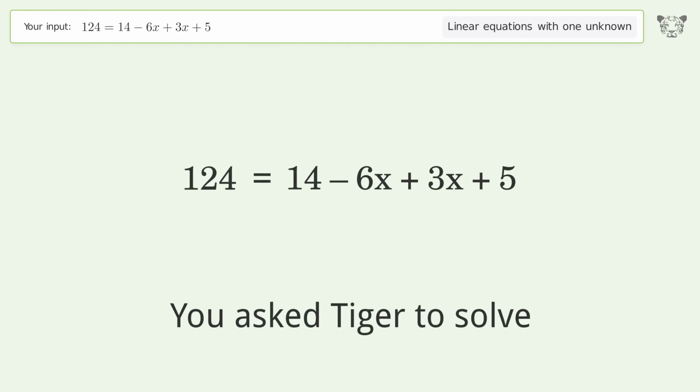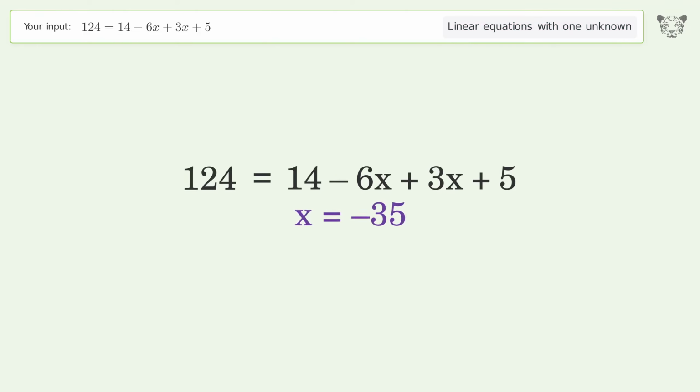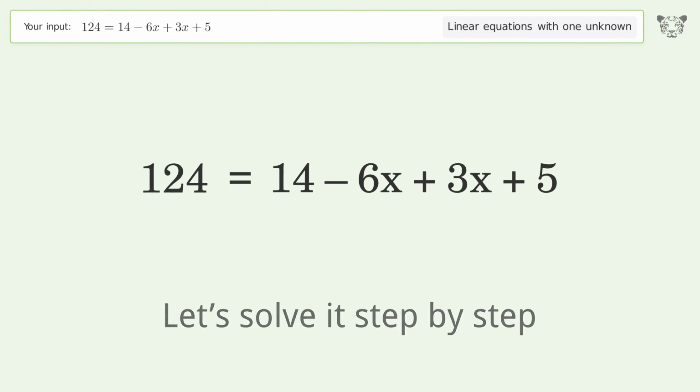You ask Tiger to solve. This deals with linear equations with one unknown. The final result is x equals -35. Let's solve it step by step.